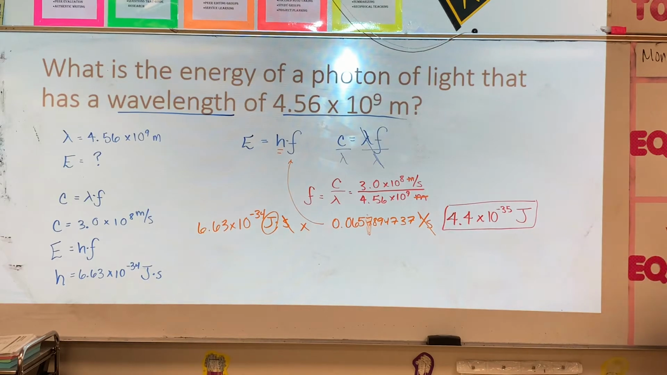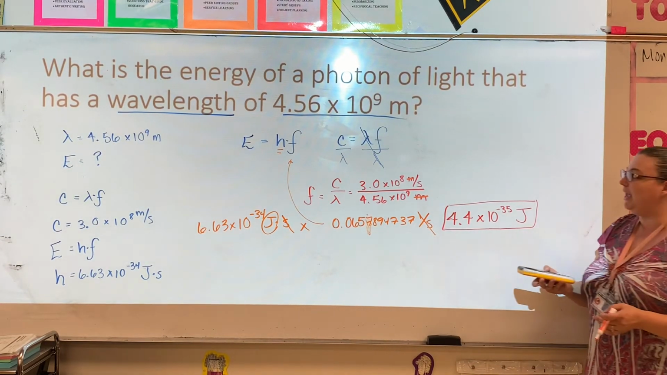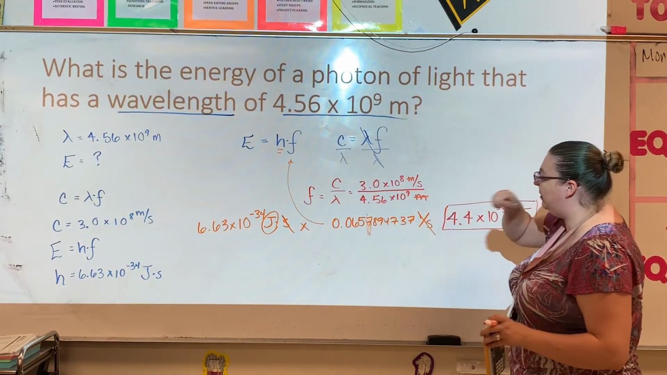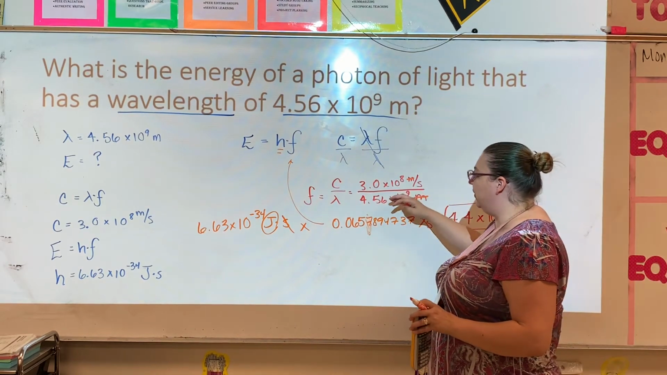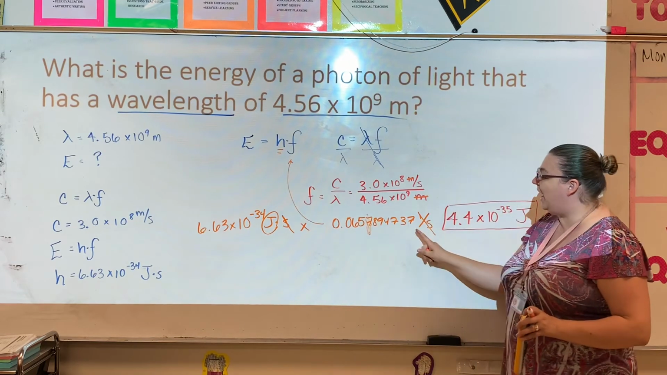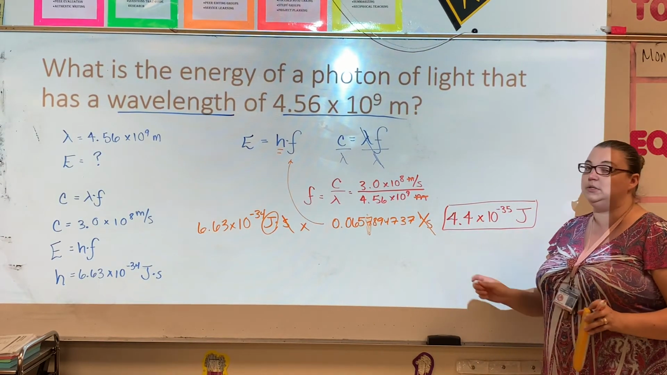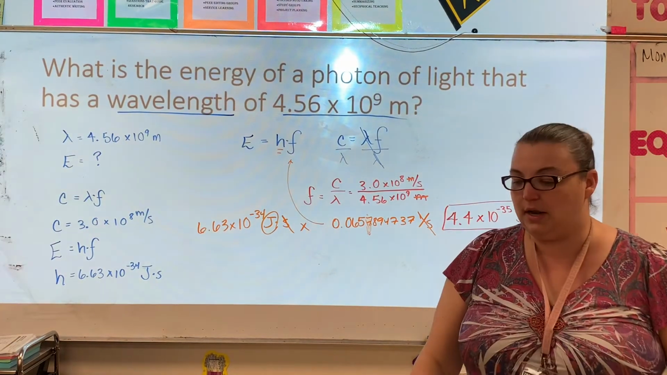Okay, so you may solve these either way. You may either solve them algebraically and substitute the equation in so you only have to put numbers in once, or you can solve for one equation first and then plug that number into the second equation. The only catch if you do that is to make sure that you don't round the number in between, or you're going to lose precision in your answer. All right, so let's look at another example.